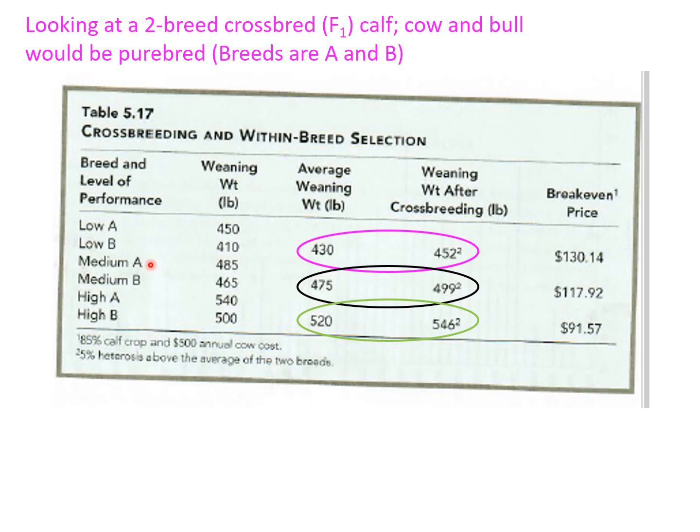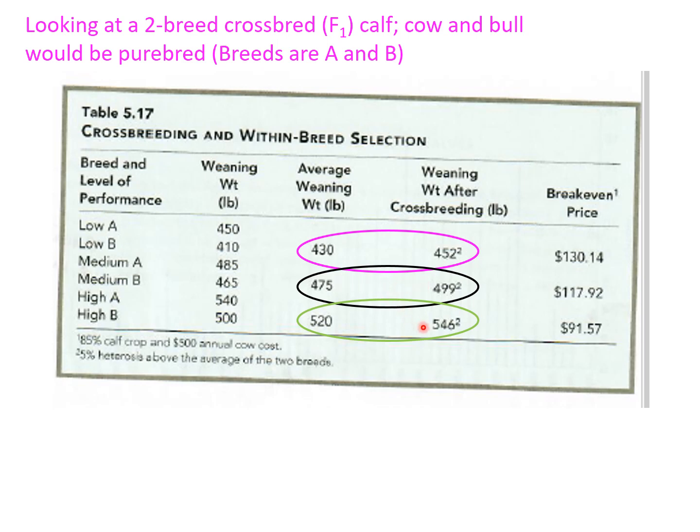A little bit better bull and a little bit better cow of breed A and B. Weaning weight 485, 465. What's the average? 475. Real good daddy, real good mama. Two different breeds. Weaning weight 540. Mama's weaning weight was 500. Average was 520. Well, because of heterosis, we're going to get a better weaning weight from our crossbred calves. So the weaning weight of our crossbred calf is going to beat the average weaning weight of the mom and the dad every single time.